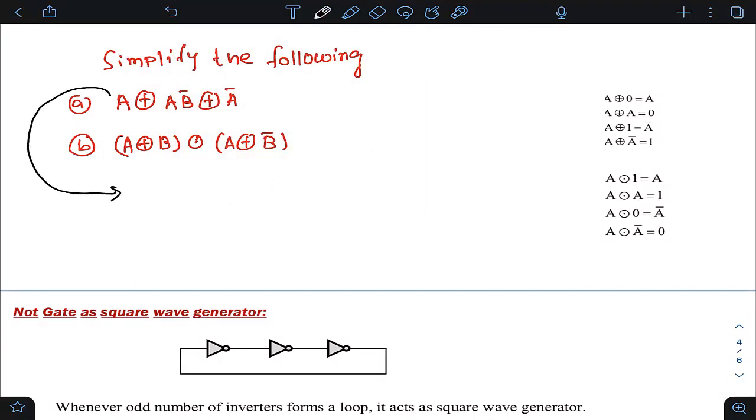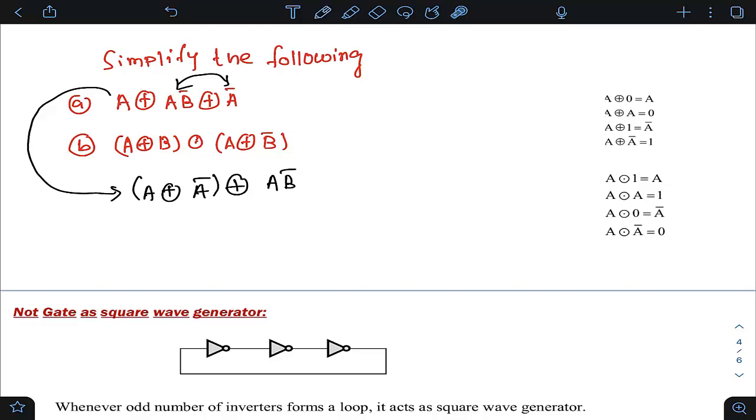So this can be rearranged. Let me interchange the position of this. A XOR B is equivalent to B XOR A, so it doesn't matter if you interchange the position. So it is A XOR A bar XOR with AB bar, right? The XOR gate satisfies the associative law, so if you want to do XOR of any two, no problem. So this is A XOR A bar.